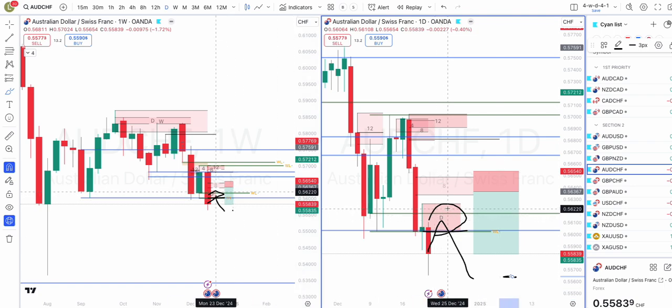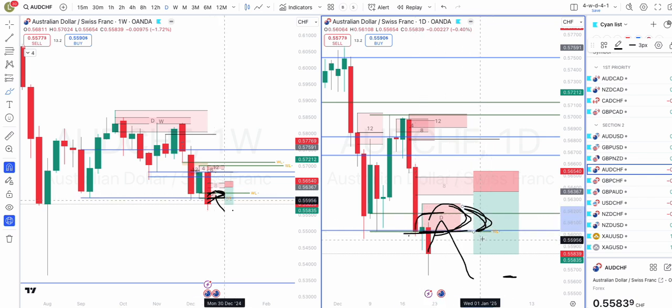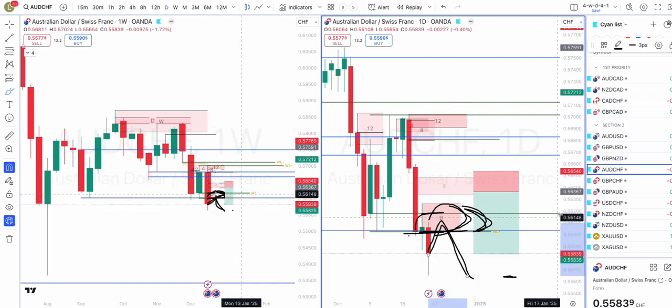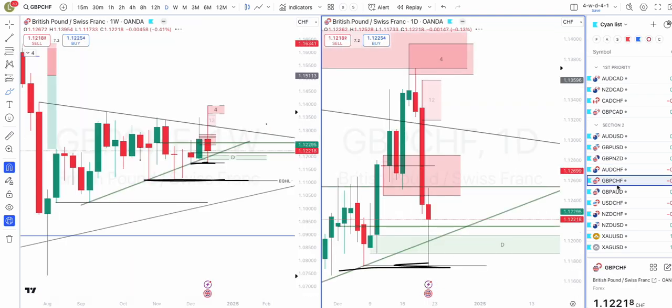So I think this zone is great. There's weekly confluence, monthly confluence. So I would keep an eye on this. And again, this is what I said about CHF pairs. There's a great pattern on every CHF pair almost. And so I think every CHF pair may do that. So the probability is higher that way.